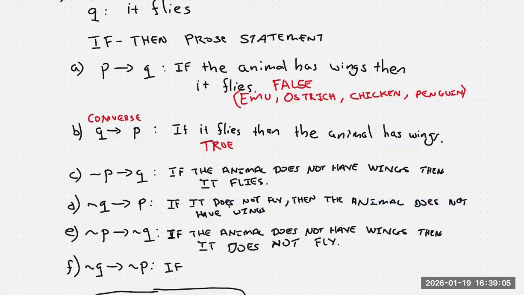Oh, I made a mistake down here. I wrote it up here, but I wrote the wrong thing. So good thing I said that. Then the animal has wings. For D, I made a mistake. It should have been, then the animal has.